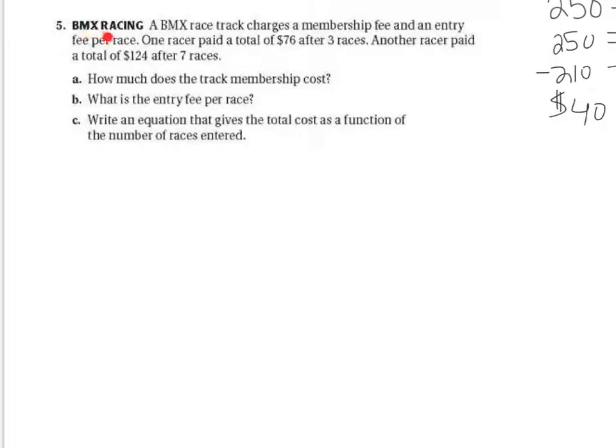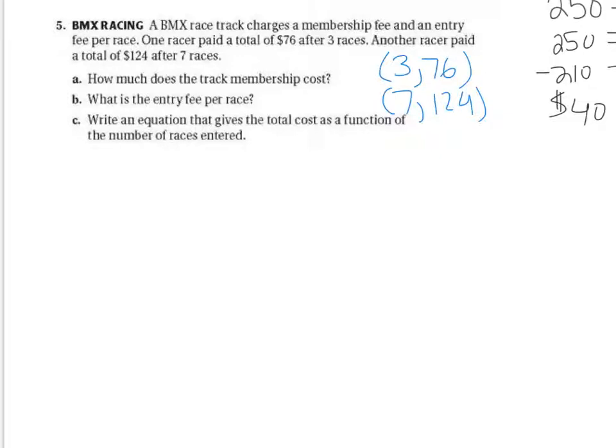Alright, it says a BMX racetrack charges a membership fee and an entry fee per race. So the entry fee per race, that's the slope. One racer paid a total of $76 after 3 races. Okay, so I know this. Number of races, total. Then it says another racer paid a total of $124 after 7. So that means I have 7 and 124. So I have to find my slope now. It says how much does the track membership cost? What is the entry fee per race? And write an equation that gives the total cost.